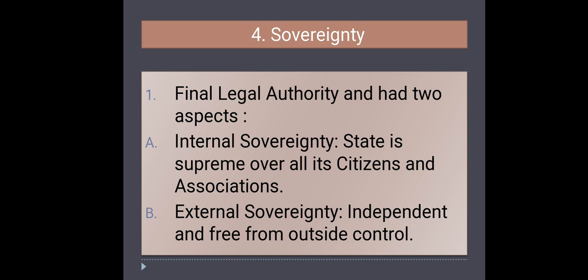When we talk about internal sovereignty, the state is considered supreme over all its citizens and associations. So there needs to be obedience to the state. You may disobey the government, you may have some ideological problem, but you are supposed to obey. Every citizen is supposed to obey the state. Now, when we talk about external sovereignty, it simply means independence and freedom from outside influence or control.